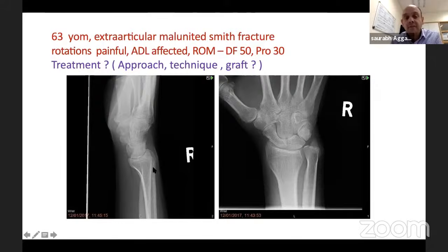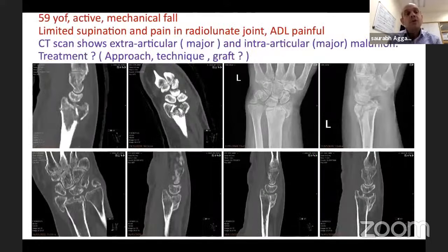Graft, again, in this case, if there's a dorsal cortical contact, no need for graft. If you think you have to really jack it out, then put an iliac crest graft. So it's as simple as that. So then, moving on to the next case.